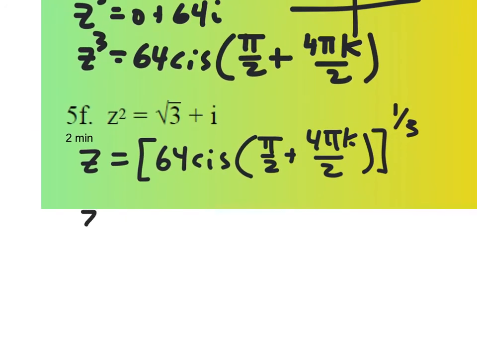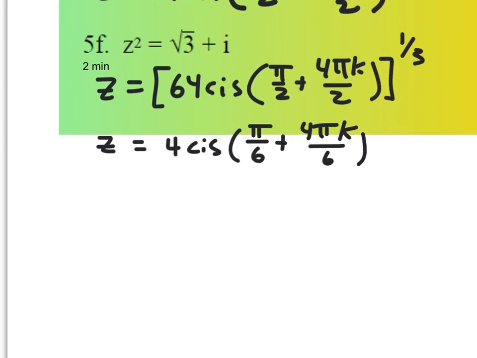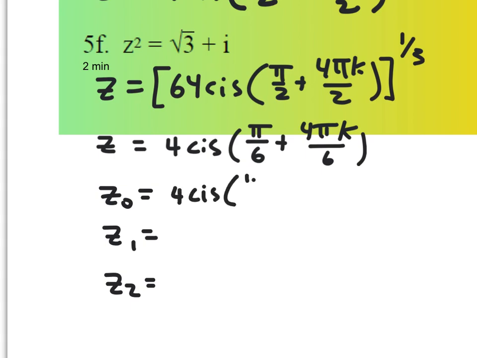It looks like to me, if I did the cube root of 64, I'd get 4. 4 times 4 times 4 is 64, yep. And then cis, that would be pi over 6 plus 4 pi over 6. Don't forget the k. Okay, so now I only need 3 values here. I'm going to go k equals 0, k equals 1, k equals 2, because I'm looking for the 3 roots of 64i. So I'm going to plug in k equals 0, k equals 1, and k equals 2. I plug in a 0, I get 4 cis pi over 6.